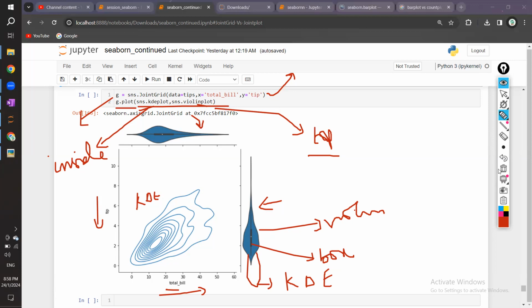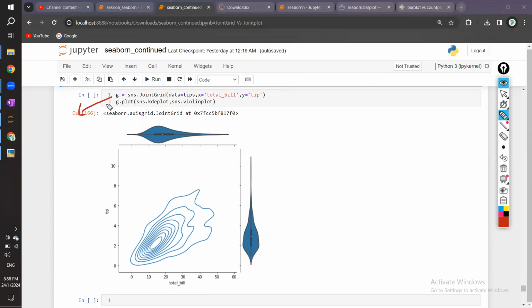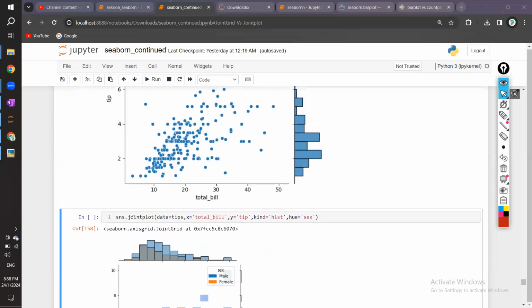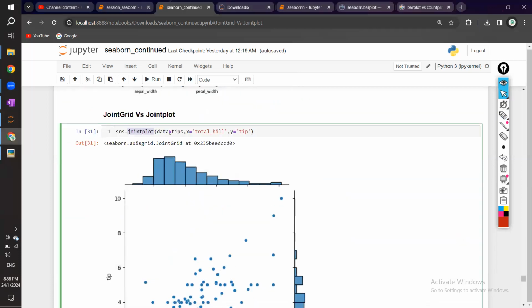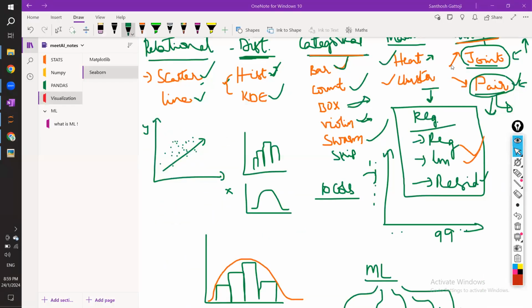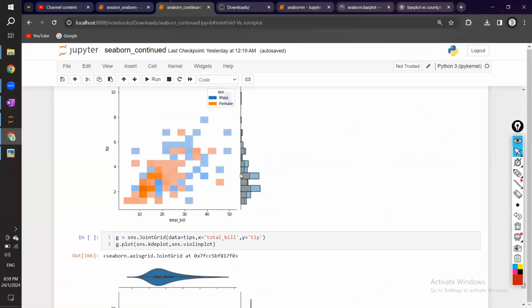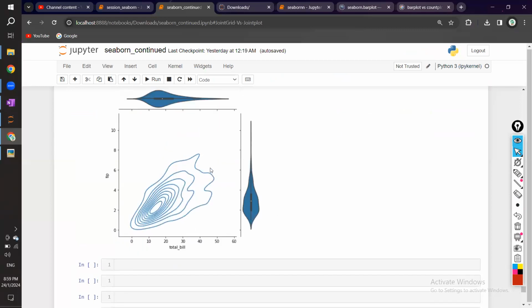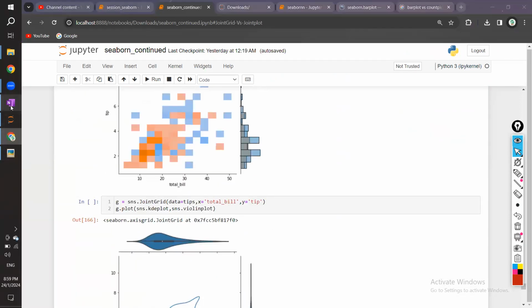So this is how you can draw a joint grid, but the format is the same. Create a joint grid object and then use it as a plot. This is for the inner and this is for the outer. And if you don't want this, if you don't want to create the grid, you can go with the direct sns joint plot. Is it clear, guys? Yes, sir, clear. Cool. So that's about the Seaborn graphs, guys.